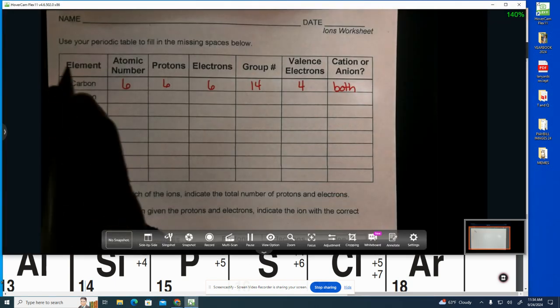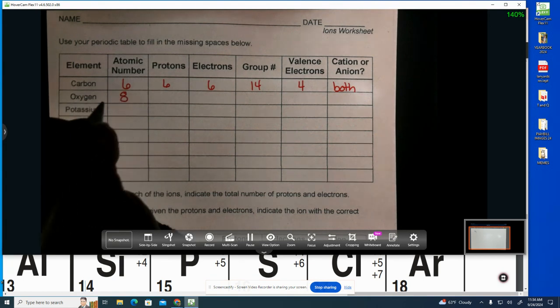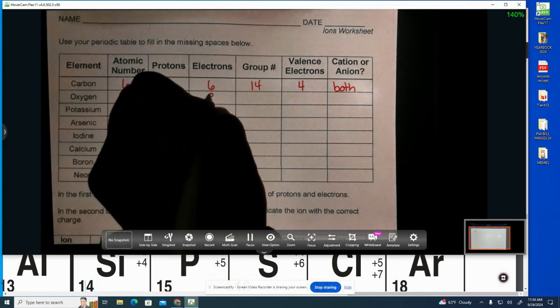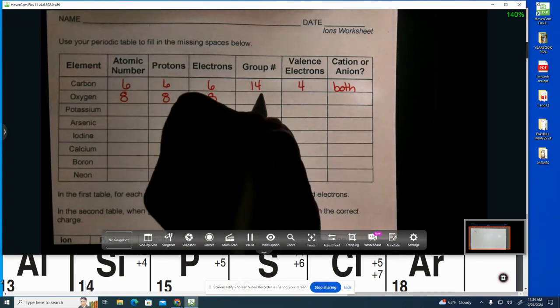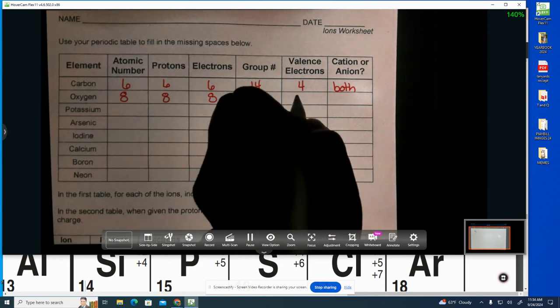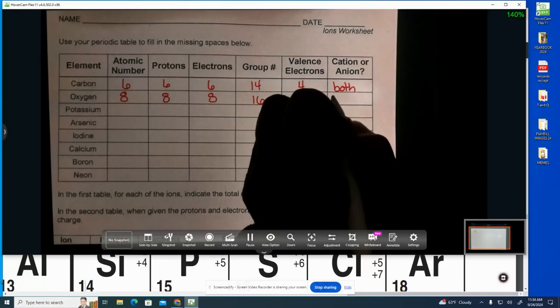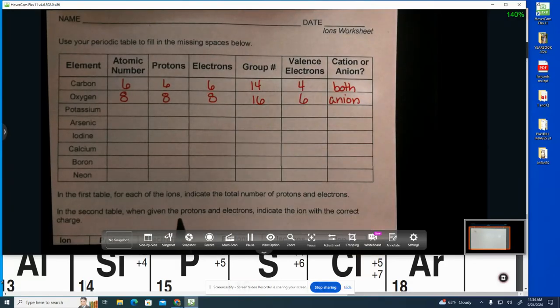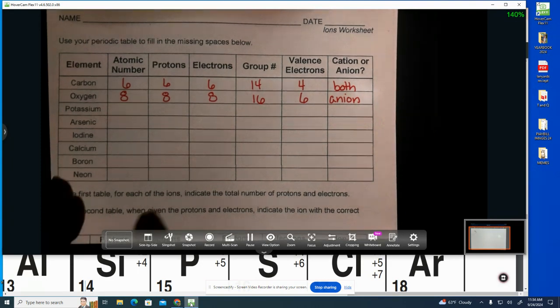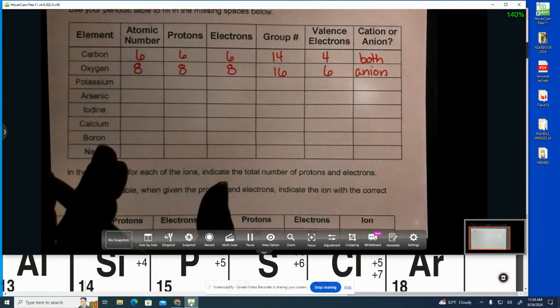All right, so oxygen, atomic number is 8. Protons, 8. Electrons, 8. Group number, 16. I'm going to fly through these. How many valence electrons? 6. Cation or anion? Anion. It usually makes a negative 2. That's what oxygen does. Remember that, because that's going to come back to haunt us.